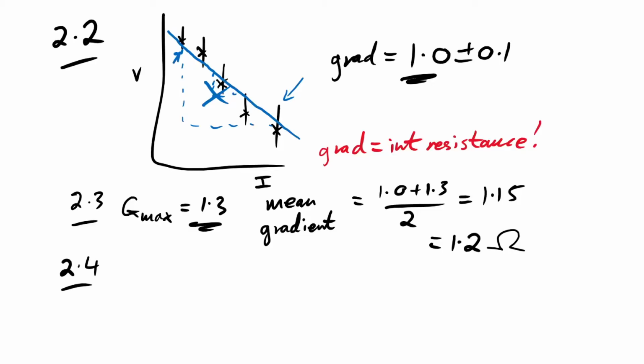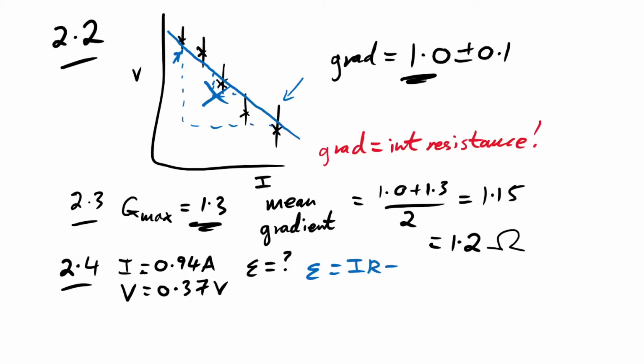2.4, we are told that the line passes through 0.94 and 0.37. So we have a current of 0.94 amps, and we have a V of 0.37 volts. We're looking for E, so therefore we have to crack out our equation. Epsilon is equal to IR plus Ir.